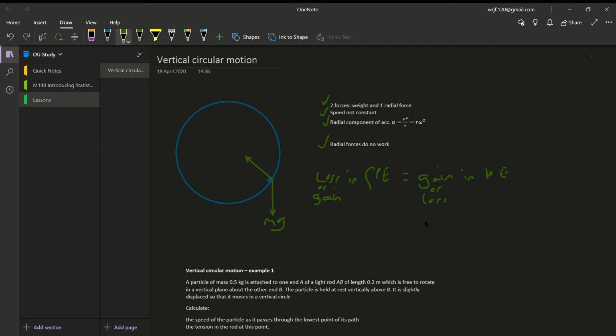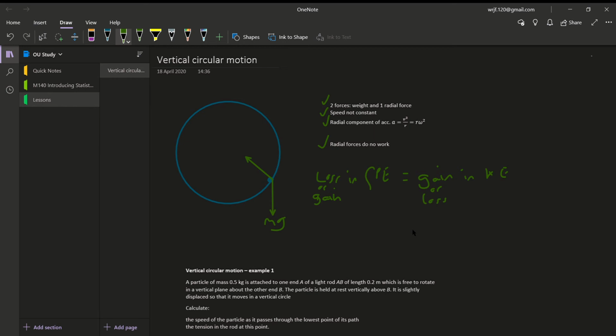So the general approach to vertical circular motions is to take this energy balance approach to establish either a value or an expression for the speed of the object at any particular point on its circular path. Then from there we can, if necessary, go on and think about forces, the radial force in particular, because once we've established v, we can work out the radial acceleration using v squared over r, and then we can use Newton's second law on it and all the rest of it.